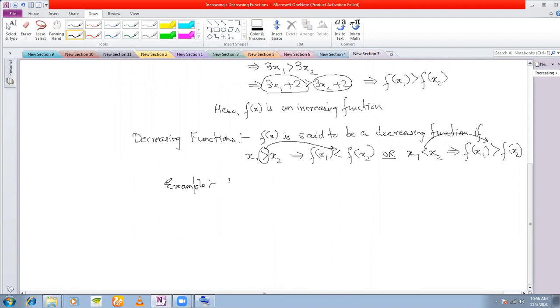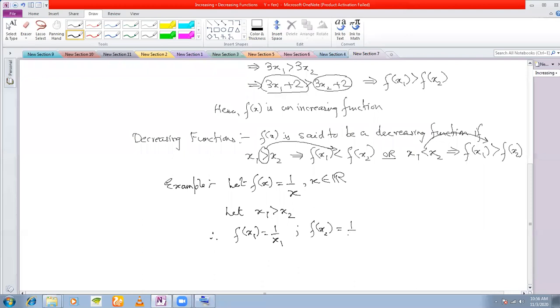Example. Suppose we take f(x) equals 1 by x. I want to check whether this is an increasing function or a decreasing function. So let us take x1 greater than x2. And here obviously I say x belongs to R, that is x is a real number. Let x1 greater than x2. Therefore, what is f(x1) here? 1 by x1. What is f(x2) here? 1 by x2.